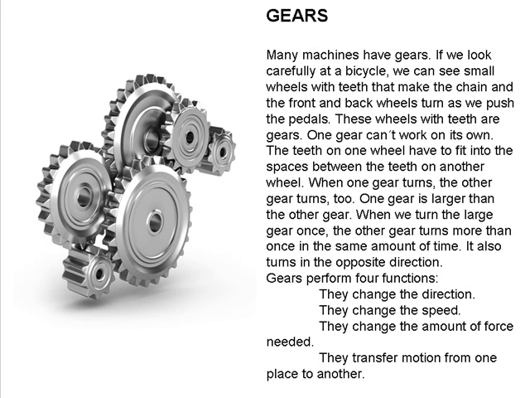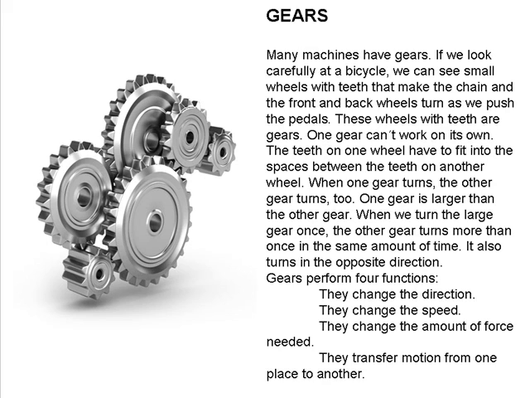Gears. Many machines have gears. If we look carefully at a bicycle, we can see small wheels with teeth that make the chain and the front and back wheels turn as we push the pedals. These wheels with teeth are gears. One gear can't work on its own. The teeth on one wheel have to fit into the spaces between the teeth on another wheel. When one gear turns, the other gear turns too.